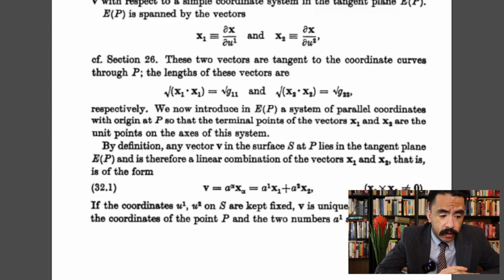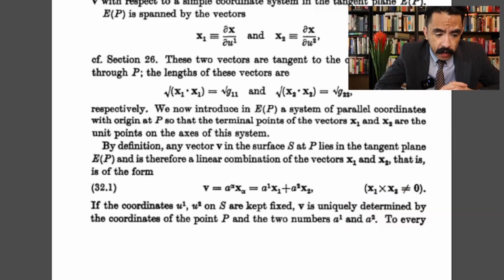By definition, any vector v in the surface capital S at P lies in the tangent plane capital E of P and is therefore a linear combination of the vectors x1 and x2, that is of the form v equals a superscript alpha times x sub alpha, which is equal to a superscript 1 times x1 plus a superscript 2 times x2, where the cross product of x1 and x2 is non-zero. If the coordinates u1 and u2 on capital S, the surface, are kept fixed, v is uniquely determined by the coordinates of the point capital P and the two numbers a1 and a2.